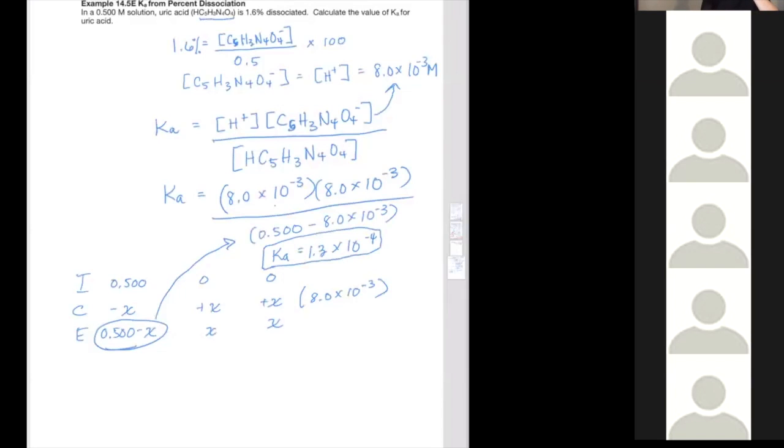So kind of doing things a little bit out of order. When you have dissociation, you're finding the change really, and then you have to apply it in the calculation of the equilibrium expression or equilibrium constant.